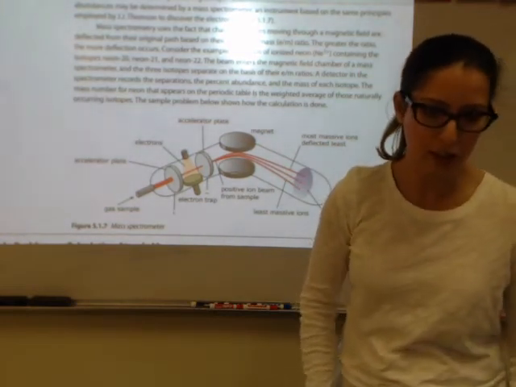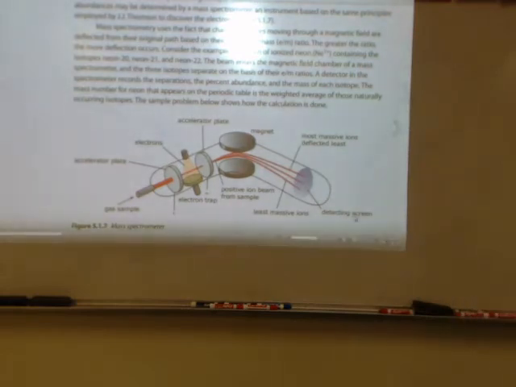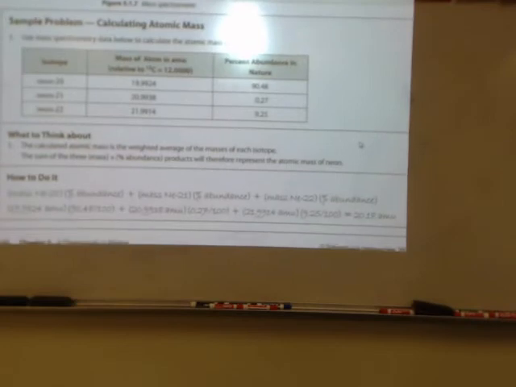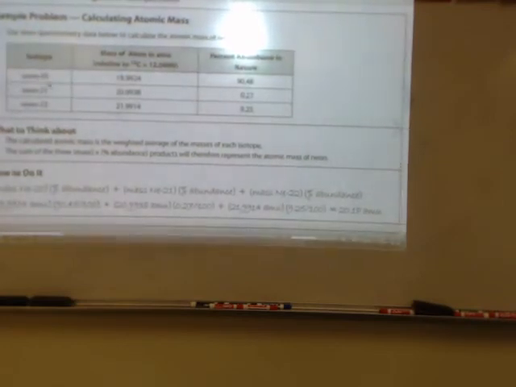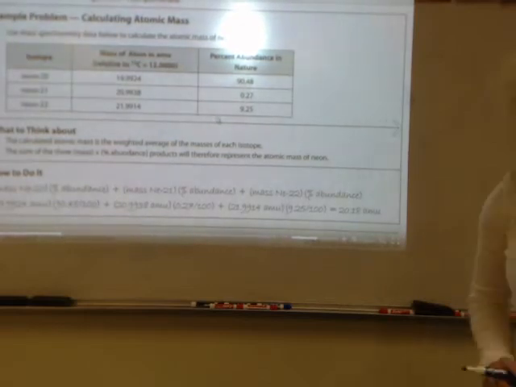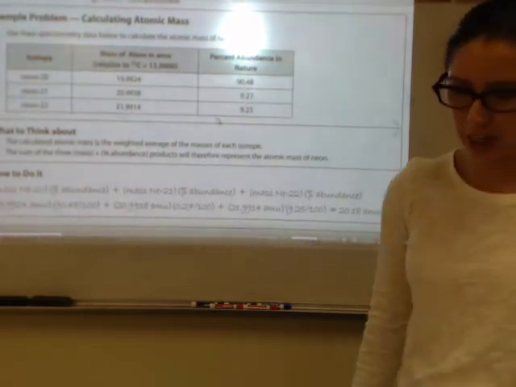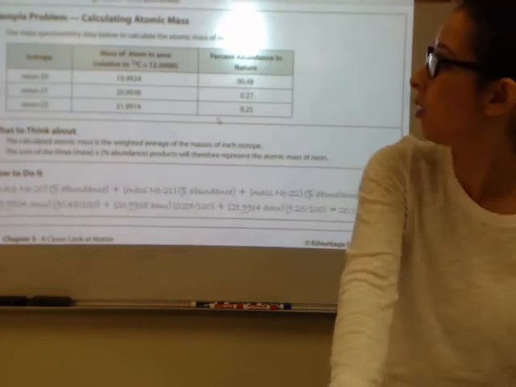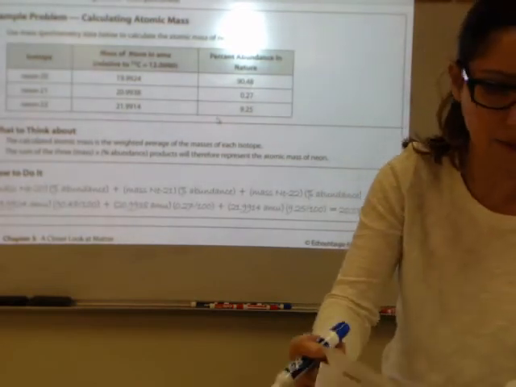If we take a look at the sample problem down here, which gives us some data from a mass spec, you'll notice that we have 3 different isotopes for neon, the masses in atomic mass units that we've obtained, and their percent abundances in nature. I can use this data to actually calculate the atomic mass of neon.